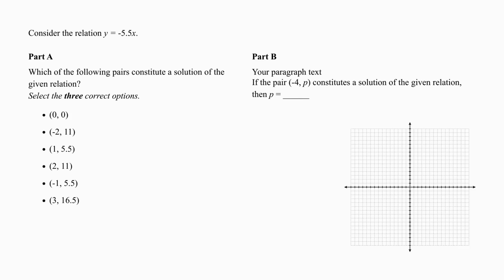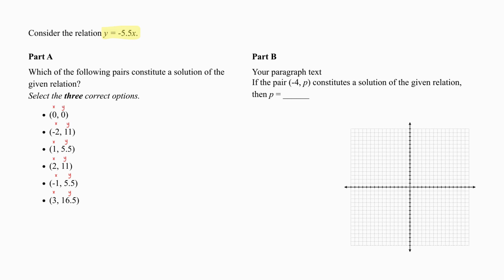Let's have a look at this algebra question. We are looking at a relation, which is another way of saying a rule that connects two numbers, x and y. Our rule is y equals -5.5x. This means that to find y, you just multiply your x value by -5.5. For part A, in an ordered pair xy, the first number is always the x value and the second is the y value. To see if a pair fits the rule, we plug the x value into the equation and see if we get the correct y.